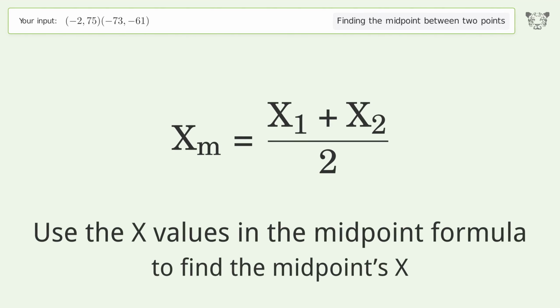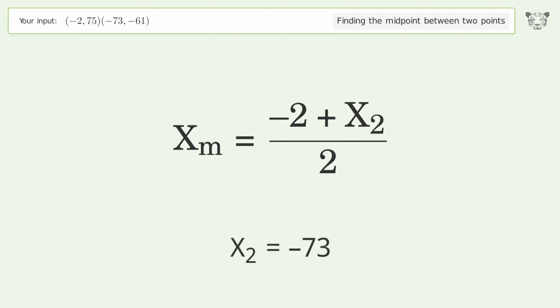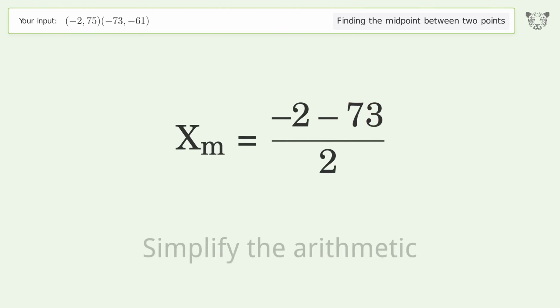Use the x values in the midpoint formula to find the midpoint's x. x1 equals -2. x2 equals -73. Simplify the arithmetic.